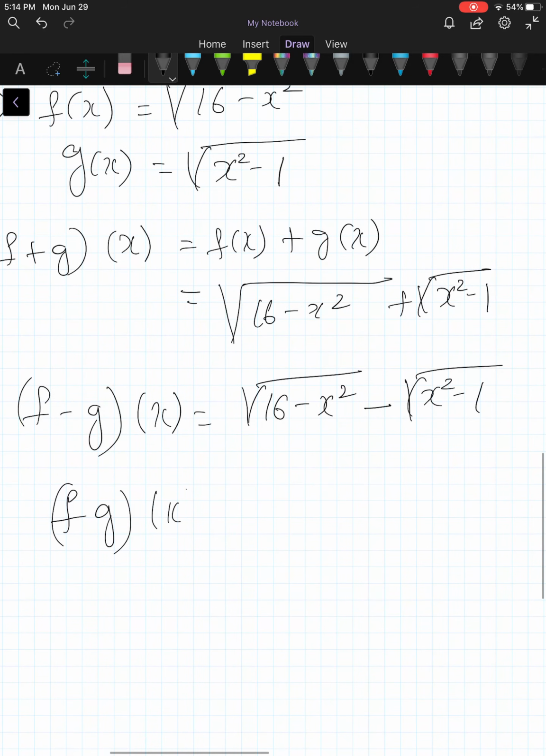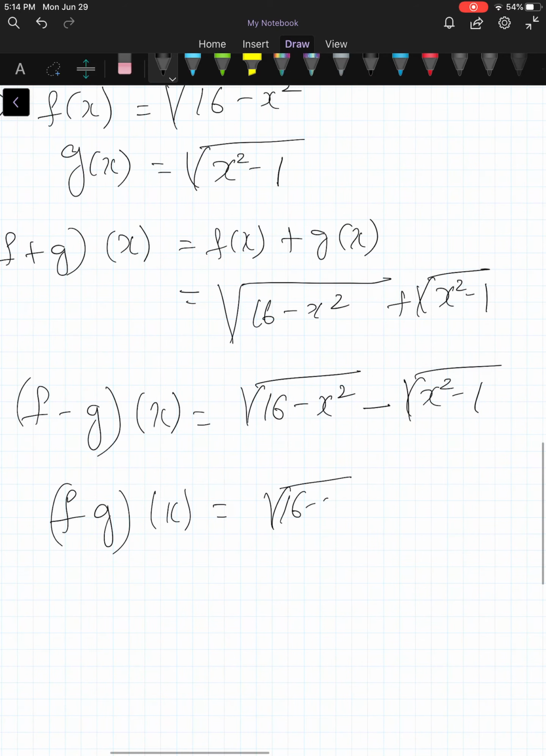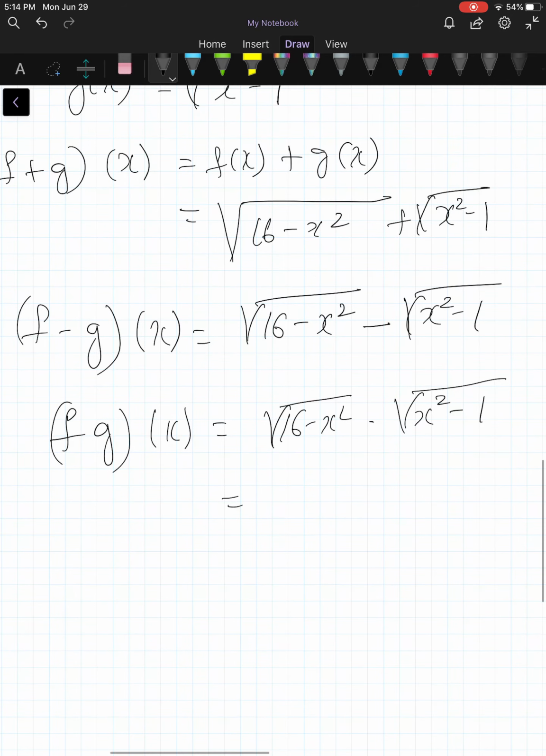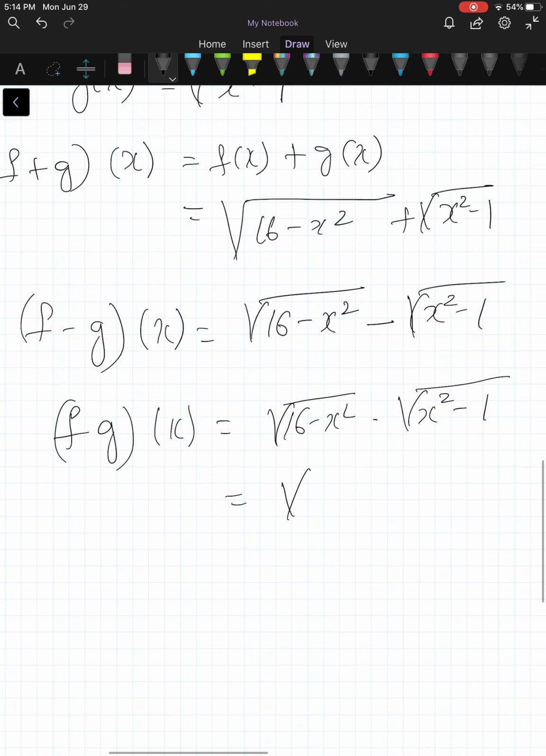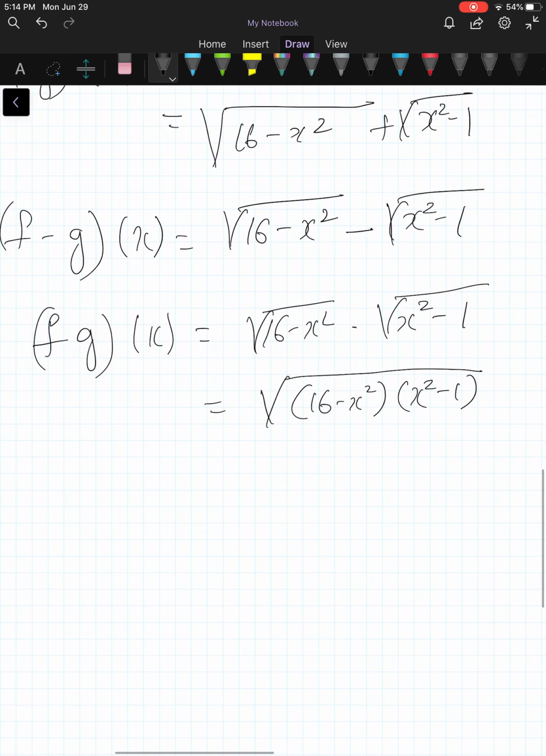Then fg of x is square root of 16 minus x square times square root of x square minus 1. Now we can do something about this. We can multiply and apply one single square root, so that would be square root of 16 minus x square times x square minus 1. So this is possible.